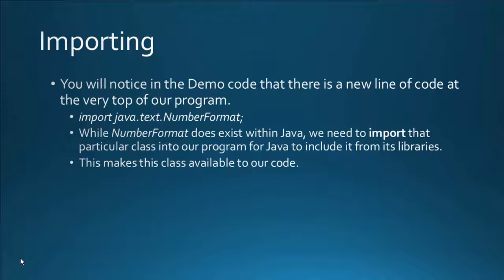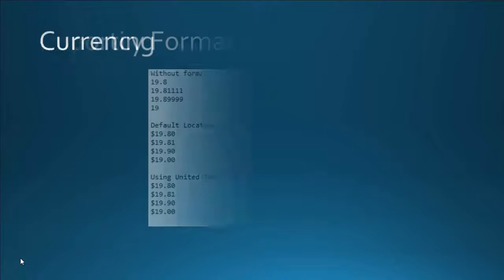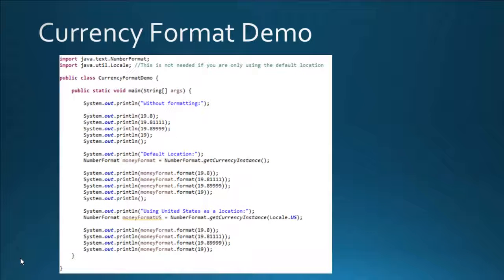All right, now we need to talk about importing because you'll notice in the demo code there's a new line of code at the very top. So this is adding in another thing to our programs that we're going to be using. You'll see this says import java.text.NumberFormat. And if you look back at the slide here, you'll see right at the very top, I imported these two things. This java.util.Locale, I have a comment here that says this is not needed if you're only using the default location. So you only need to have Locale if you're going to use something other than the default location.